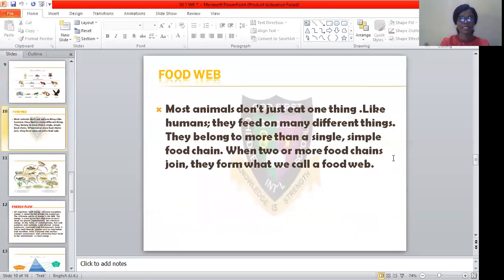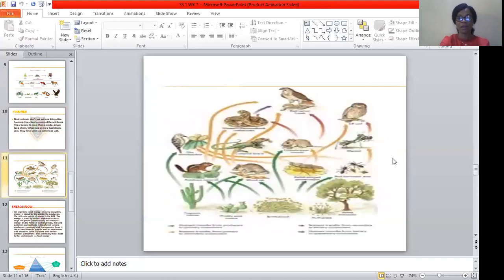Let's move ahead. Let's talk about what a food web is. Most animals don't just eat anything. Like humans, they feed on many different foods which have different nutrients and composition. They belong to more than a single simple food chain. When two or more food chains are joined together, we refer to it as a food web. That is, like I said earlier on, a food chain is always in a straight pathway. But when two or more of these pathways come together, we refer to it as a food web. It is a combination, a different combination of food chains.